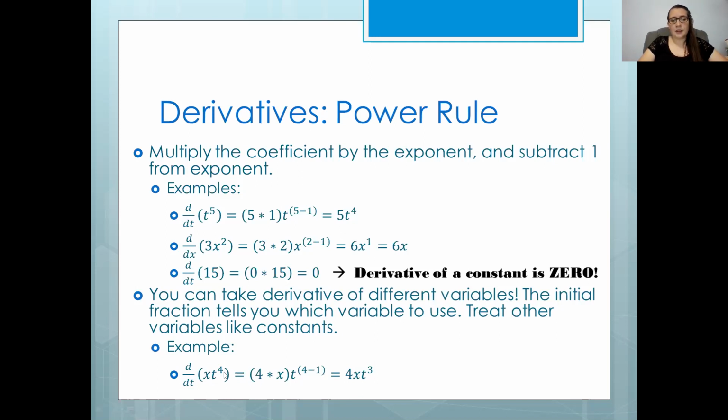So again, applying the power rule, we multiply the coefficient x by the exponent 4, and then we subtract 1 from the exponent on t. So our answer for this partial derivative is 4x t to the third.